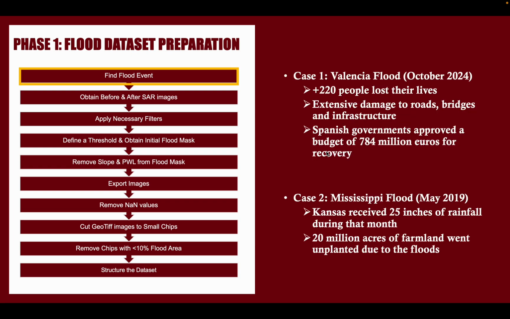First, I had to find flood events. I examined two different cases. One of them was the Valencia flood, which happened in late October 2024, and more than 220 people lost their lives due to that flood, unfortunately. The second one was the Mississippi flood, which happened in May 2019, and it took more than a month, with a lot of damages.